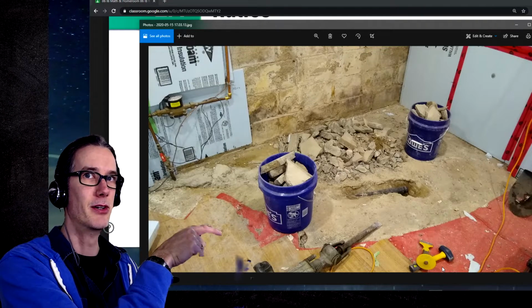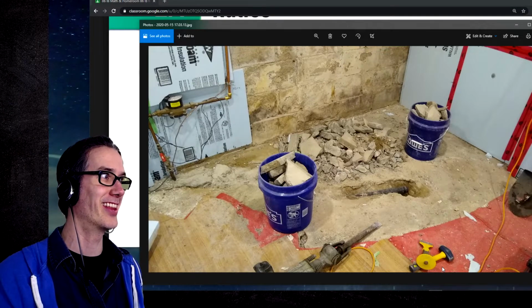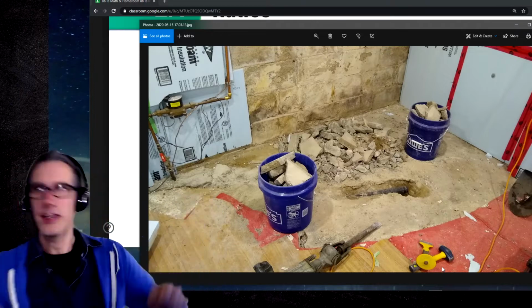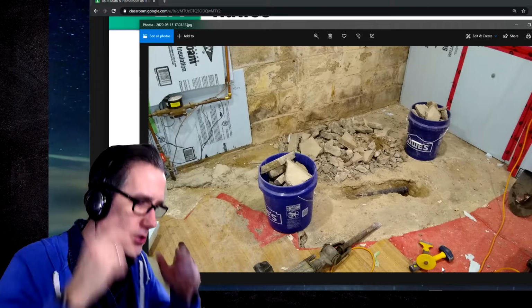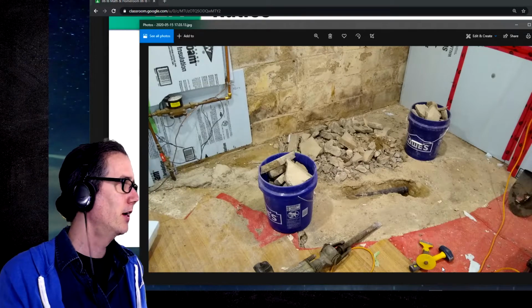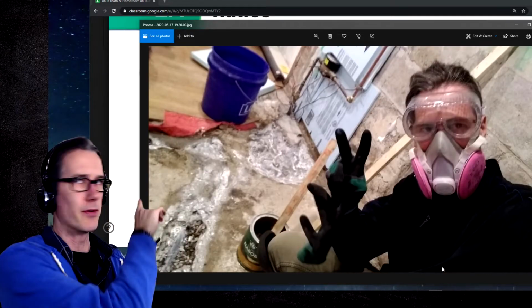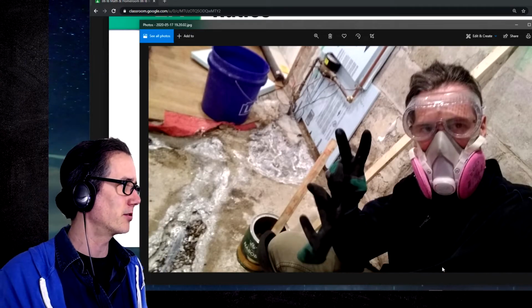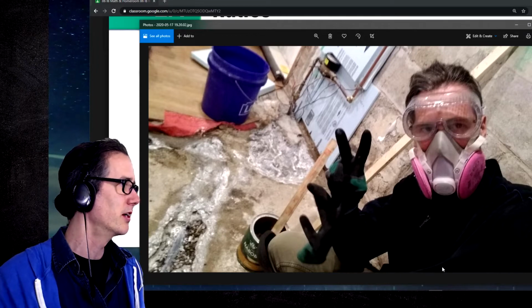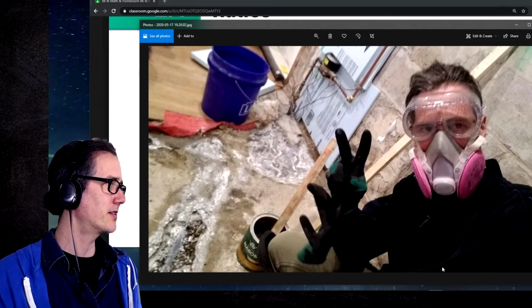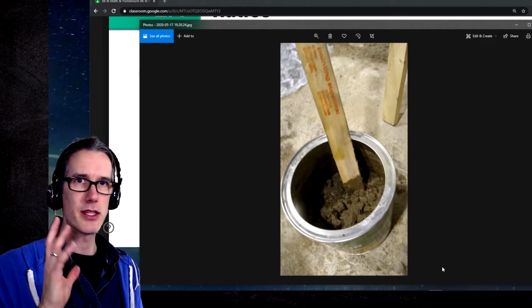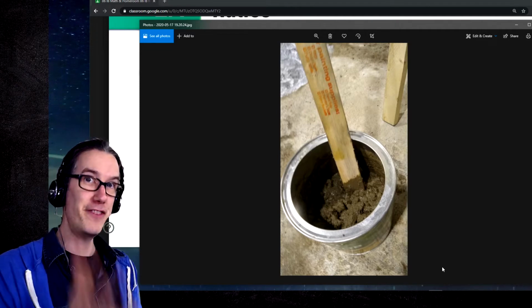I rented that jackhammer, which was fun, by the way. Oh man, that thing was crazy. Wearing steel toe shoes so I don't shatter my foot. Gloves, the whole deal. You can see gloves, goggles, breathing mask, the works. Being extremely safe. And once I finally dug the hole, I had to fill it.